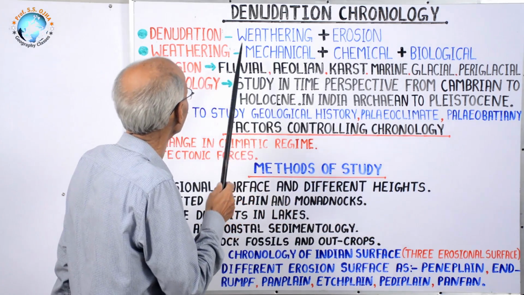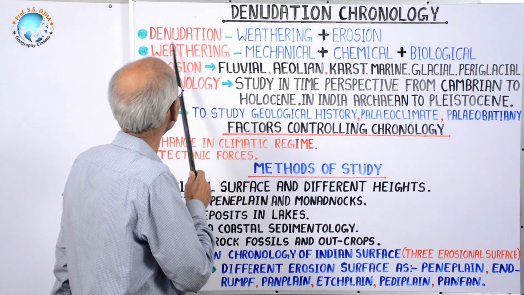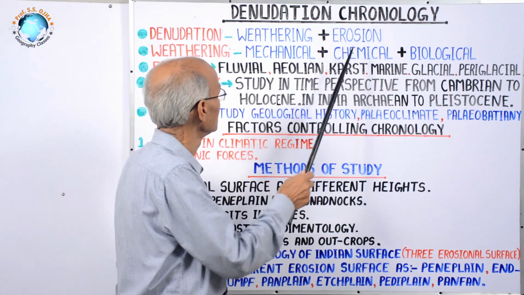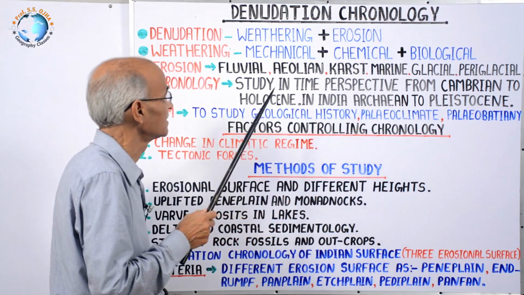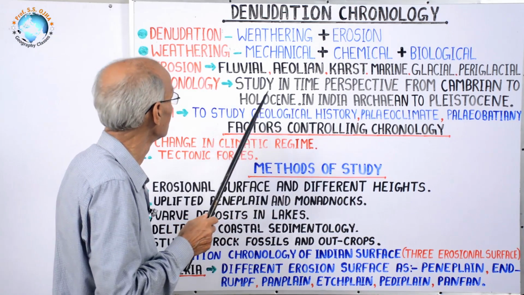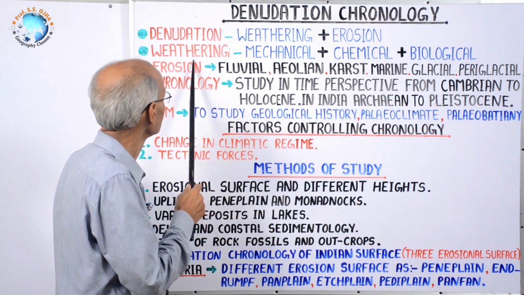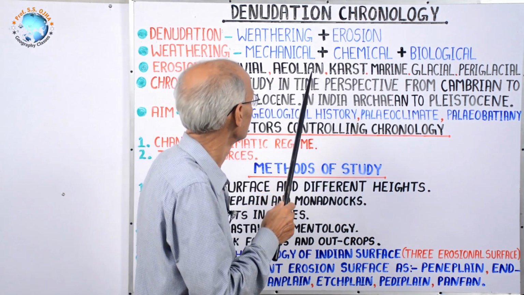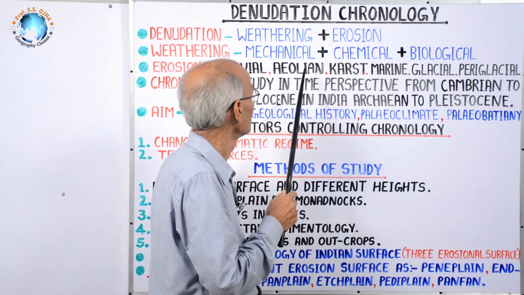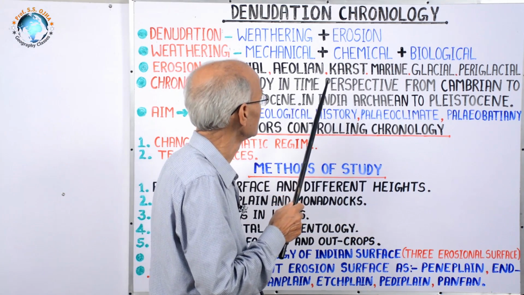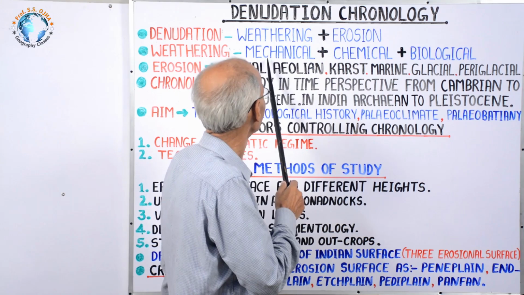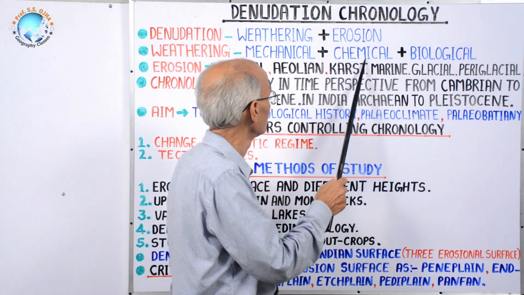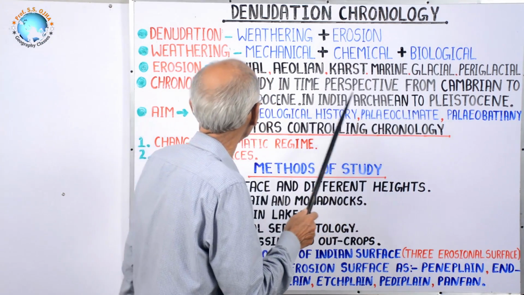First, let us begin with denudation. What is denudation? Denudation consists of weathering plus erosion, and you have studied weathering and erosion in detail. Now, let us discuss weathering. Weathering is the disintegration and decomposition of rocks in situ. It is done by 3 methods. Number 1, mechanical or physical weathering. 2, chemical weathering. 3, biological weathering.